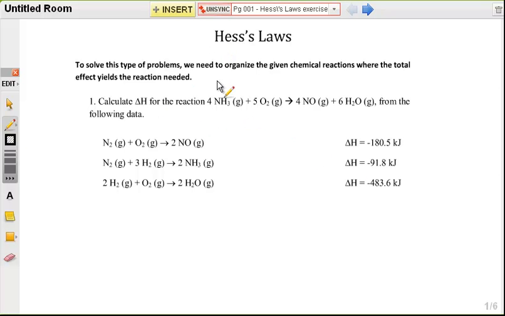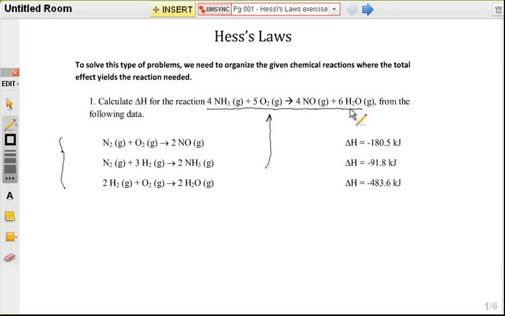To solve this type of problem, we need to organize the given chemical reactions so that the total effect yields the reaction needed. What that means is that we are going to take this set of reactions here and somehow we have to make this reaction. So we need to organize this set of three reactions to give that one.